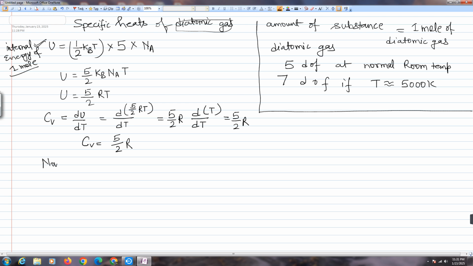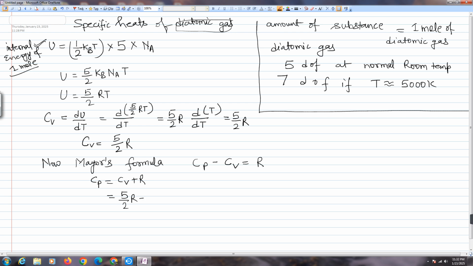Now we will take the help of Mayer's formula. By Mayer's formula, we can write this: Cp minus Cv is equal to R. So we can write Cp is equal to Cv plus R, and the value of Cv is 5 by 2 R, and R can be written as 2R by 2. So that's why the value of Cp comes out 7R by 2.